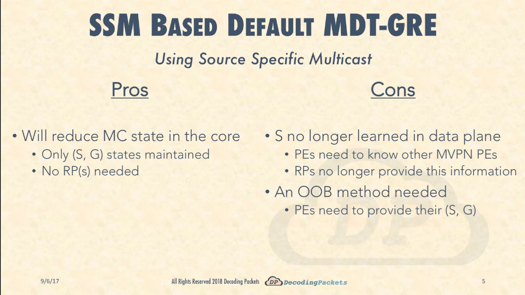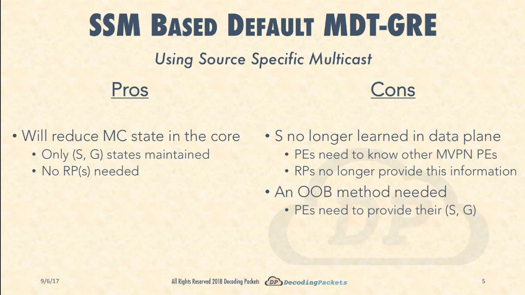But now let's move into the con. The RP going away actually is a big con, because remember, the RPs used to bring all of the sources and receivers together. Well, there are no RPs left anymore, so how do you go and join the S, G tree? Because previously with ASM, you were learning about the sources in the data plane. Well, that's out of the question now, because there is no data and it's a chicken and an egg problem. But the PEs need to know about other MVPN PEs, and if you start configuring them, that's going to be a big problem too.